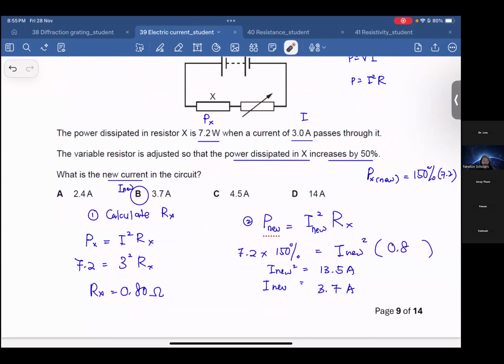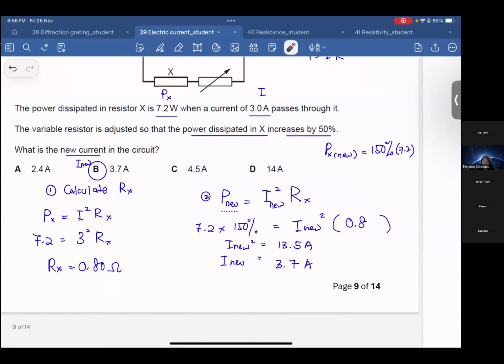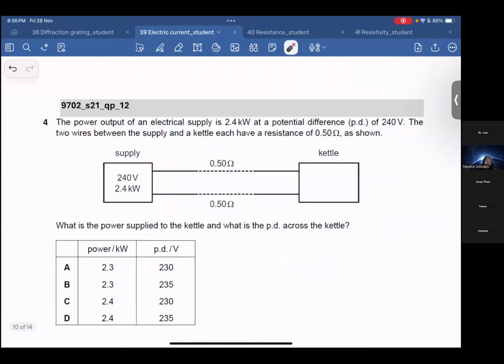Is that clear? Any question? No question, give me a response, then we go to page number 10. Fawa okay, Vashini okay, Kai Chen okay. Okay, then we go here. Okay, for this one.